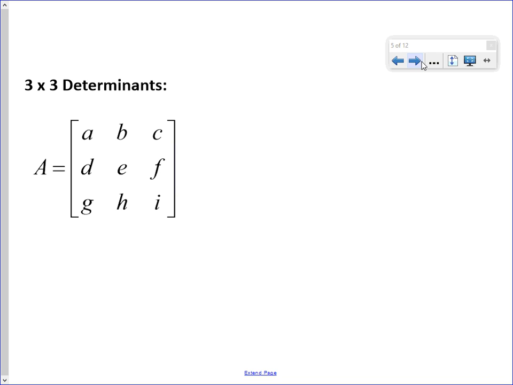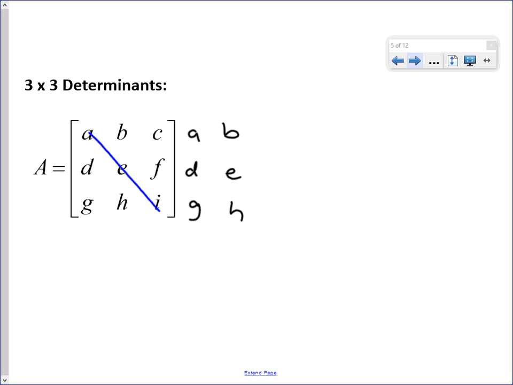An easy fix for this is to copy the first two columns. We're going to calculate a 3 by 3 determinant. Copy the first two columns. You could copy all three columns, but the diagonals are never going to reach the third column, so you don't need it. Okay, so you only need to copy the first two. And then we're going to do our diagonals going down from left to right.